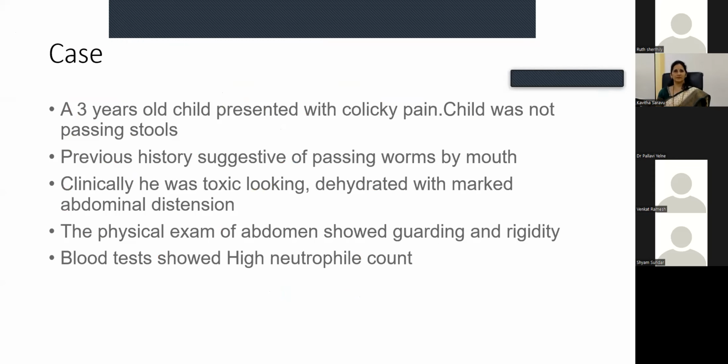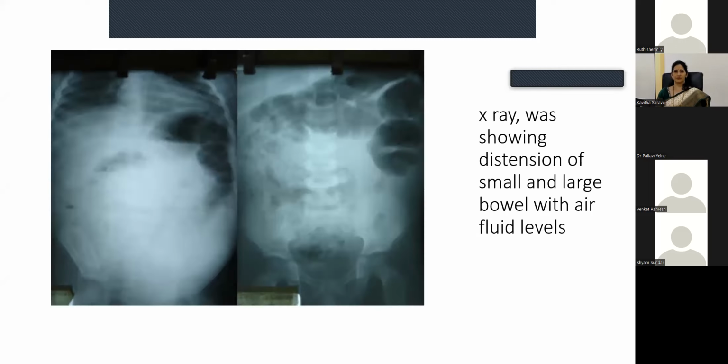Okay, this is another case. A 3-year-old child presented with colicky pain. The child was not passing stools for 2-3 days, and the previous history was suggestive of passing worms by the mouth. Clinically, he was toxic looking, dehydrated with marked abdominal distension. The physical examination of the abdomen showed guarding and rigidity, and blood tests showed a high neutrophilic count.